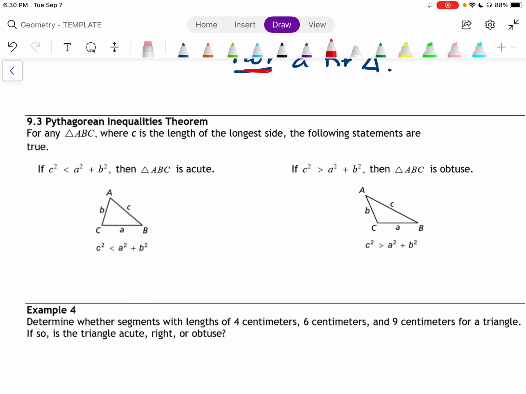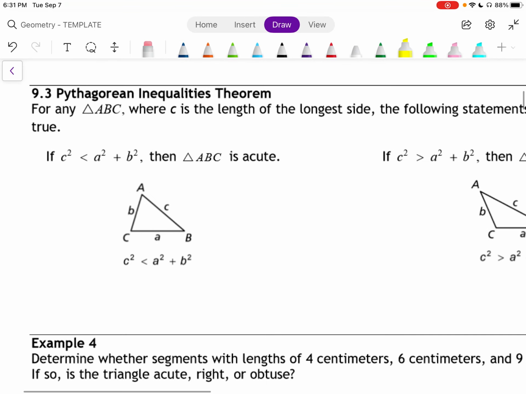For any triangle ABC where C is the longest side, the following statements are true. And I always think about C as the hypotenuse because it's the potential hypotenuse. So I'll probably refer to it as the hypotenuse, but really it's only a hypotenuse if it's in a right triangle, right? But I'm going to still refer to it as a hypotenuse here.